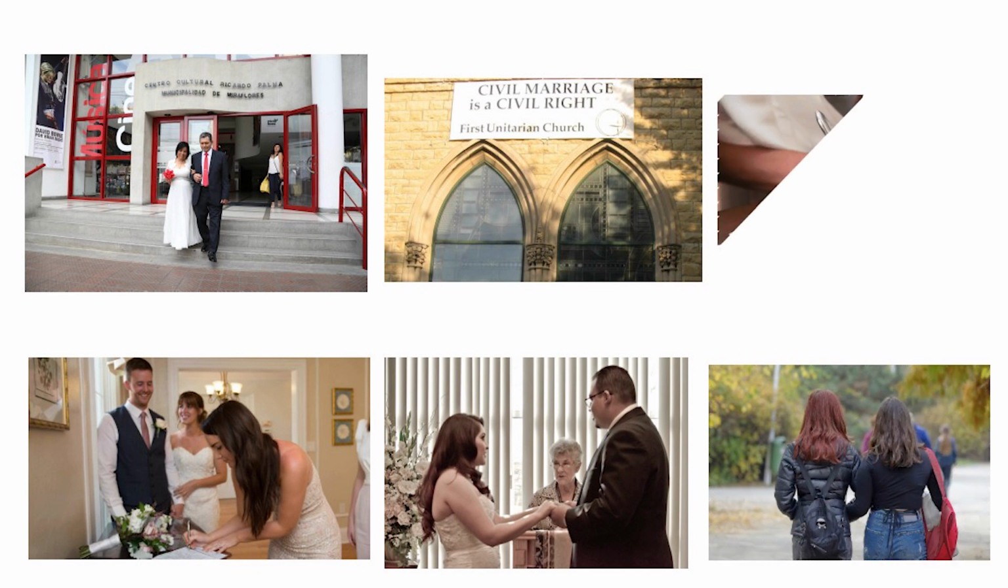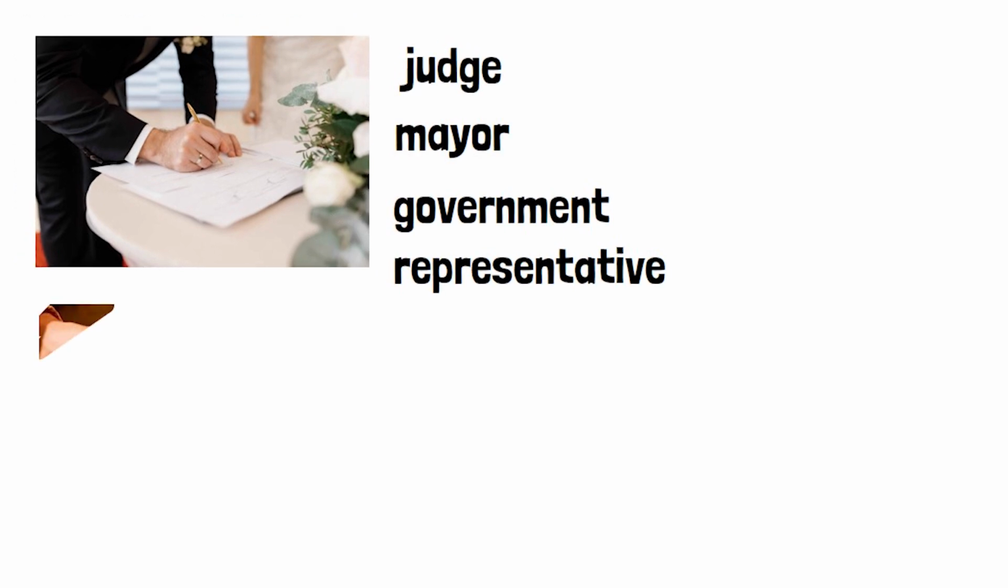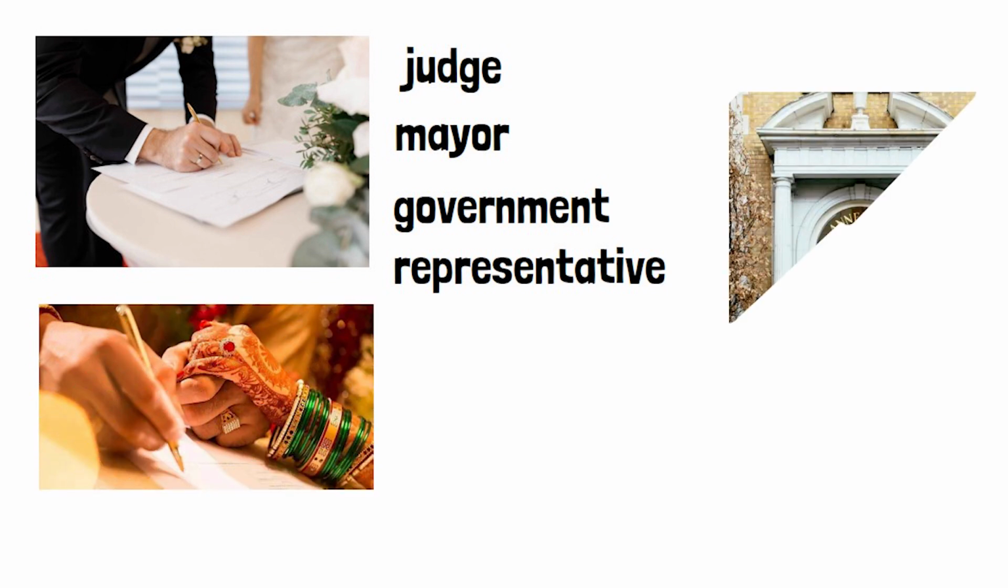Civil marriage ceremonies are typically straightforward and formal, taking place in government offices, courthouses, or other authorized venues. The ceremony is officiated by a public official, such as a judge, mayor, or other designated government representative. In many countries, civil marriage is a prerequisite for legal recognition, even for those who choose to have a religious ceremony.